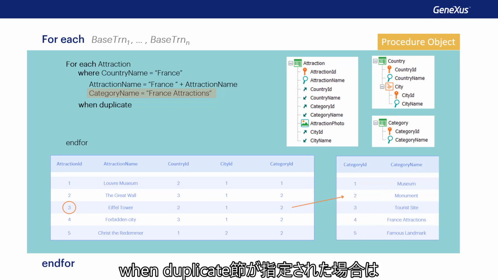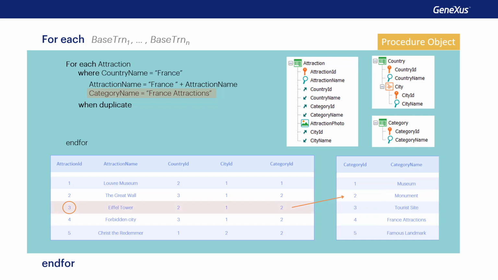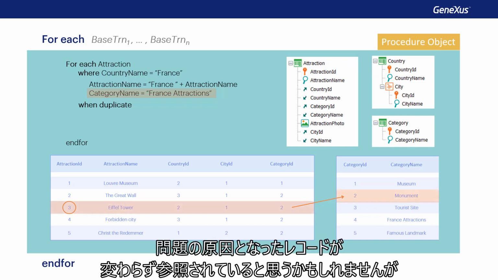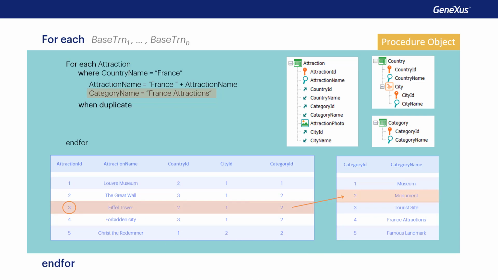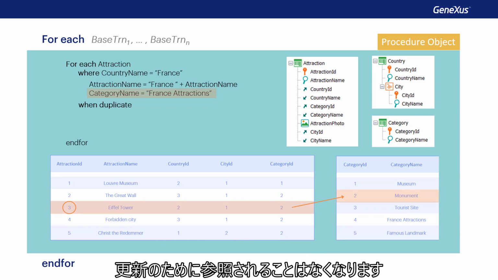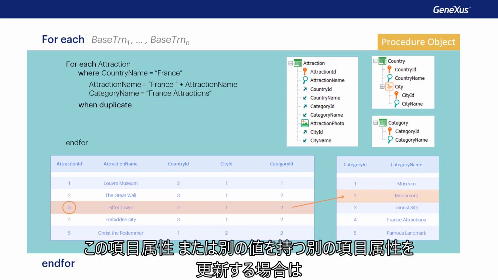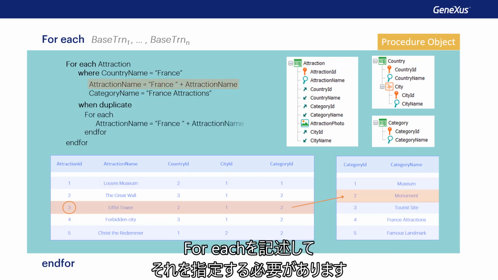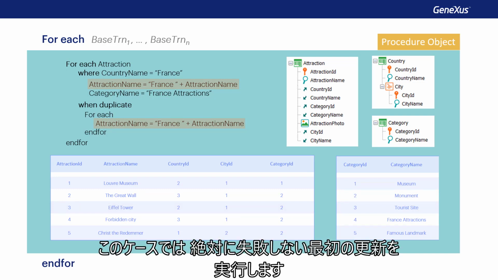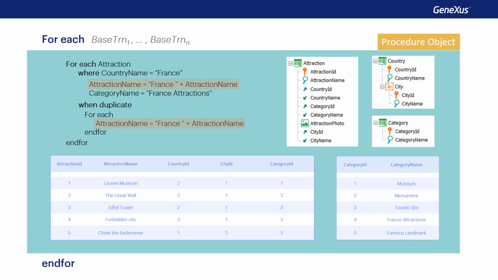If the when duplicate clause is specified, then although we may think that we're still positioned in the record that caused the problem, we are no longer positioned to update. So, if we want to update the attribute or another one with another value, we have to write a for each to indicate it. In this case, we want the first update, which will never fail, to be performed.